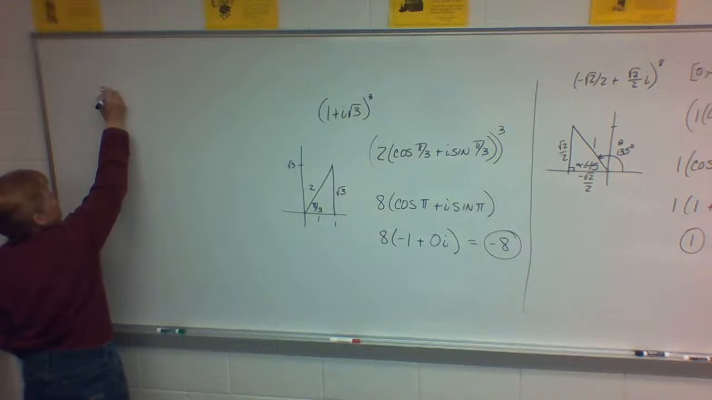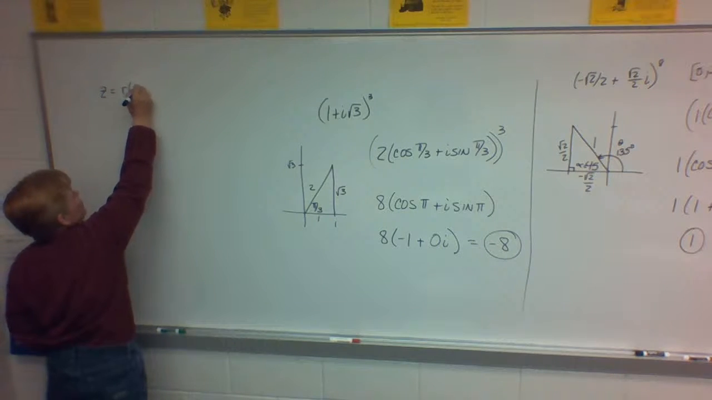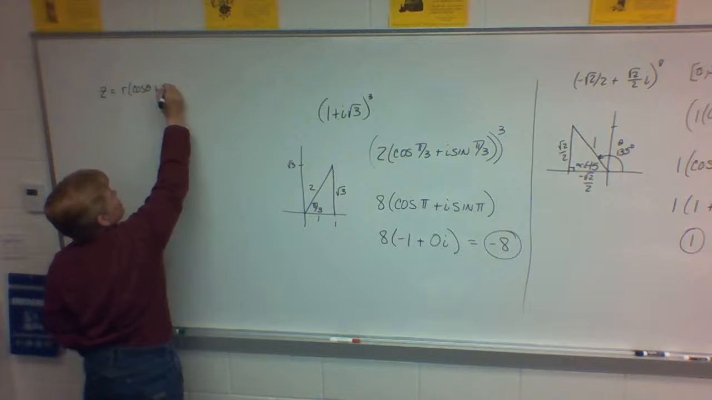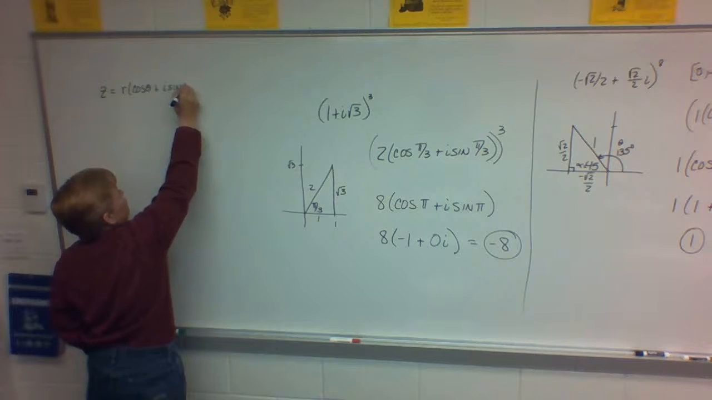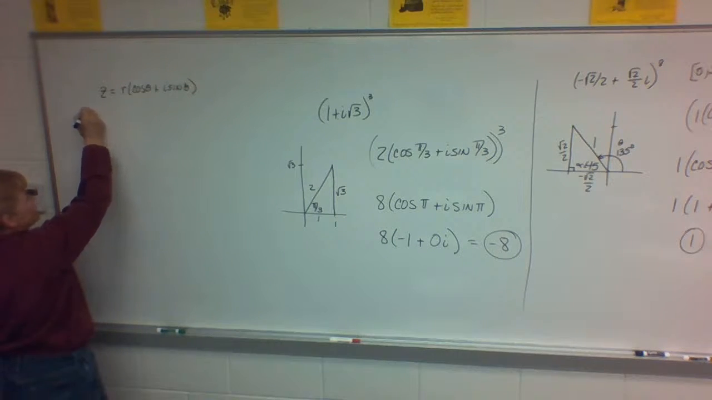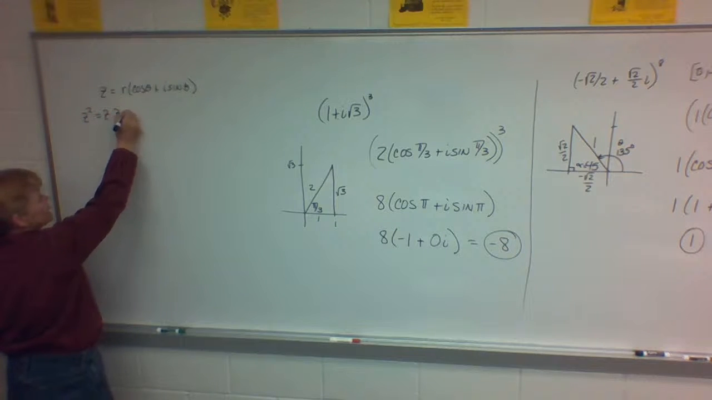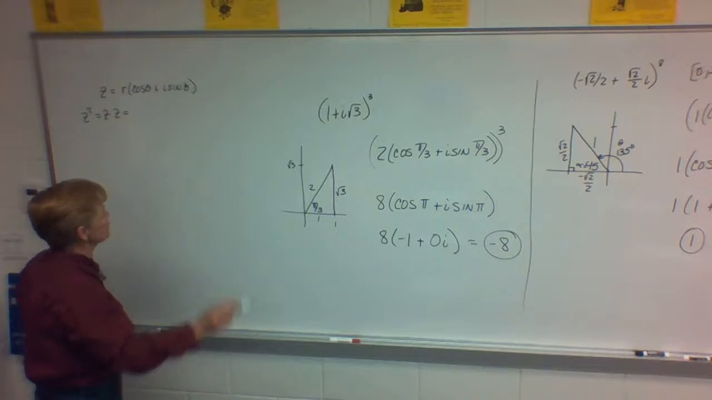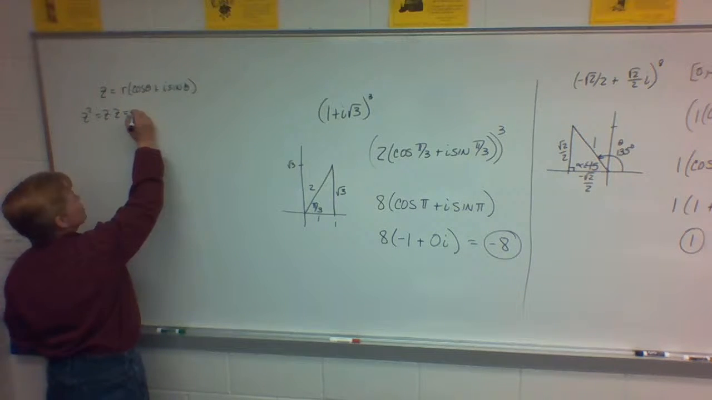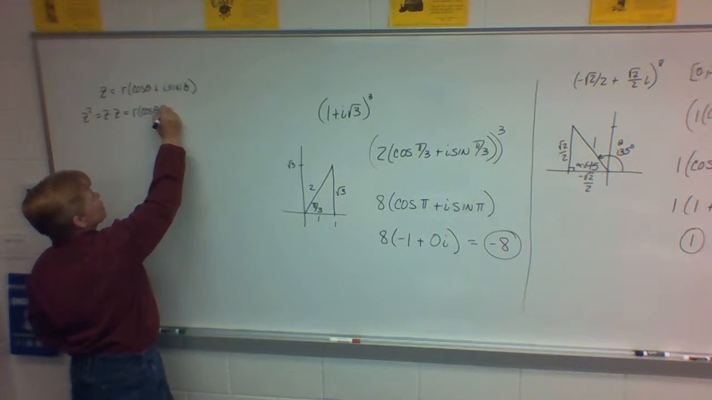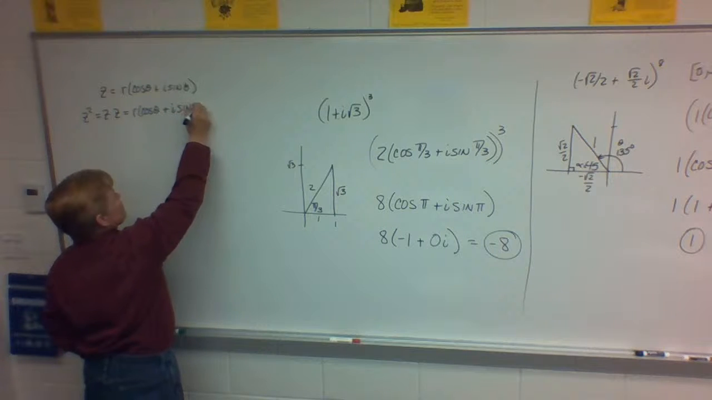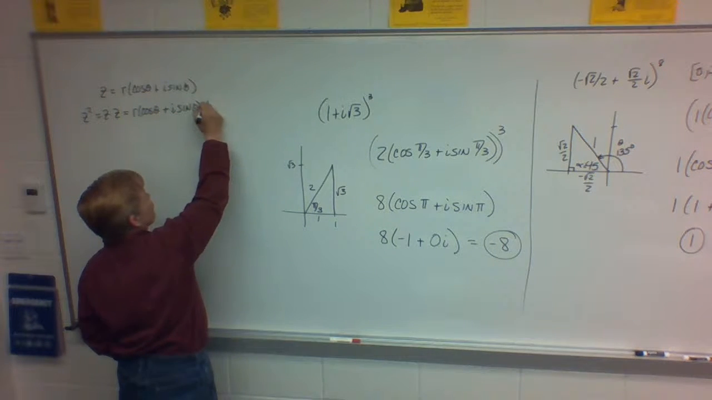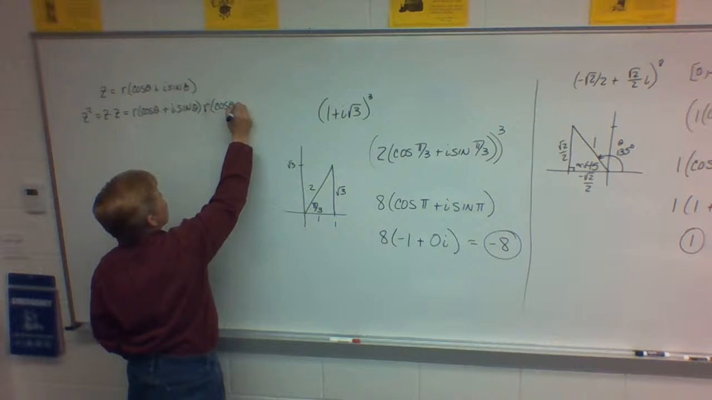If you have z equals r times the cosine of theta plus i sine theta, and you want to take z squared, that's z times z, which you've already practiced if you did your homework. If you didn't do your homework, I shouldn't be talking to you. When you multiply z times z, you take this and multiply by r times cosine theta plus i sine theta.